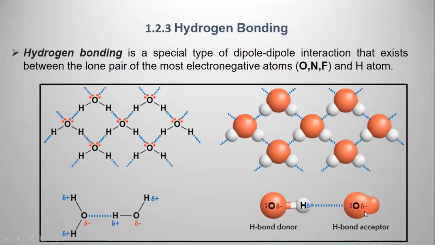The hydrogen bond acceptor is the atom that's accepting the hydrogen bond. It does not necessarily have to be connected to hydrogen. It can be oxygen, nitrogen, or fluorine. So you can see the difference between these two. This one is accepting the hydrogen bond and is not necessarily connected to hydrogen. It has to be oxygen, nitrogen, or fluorine.